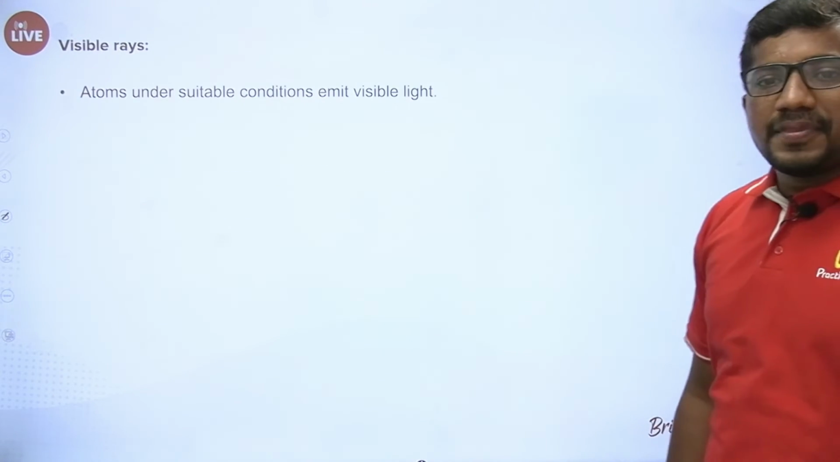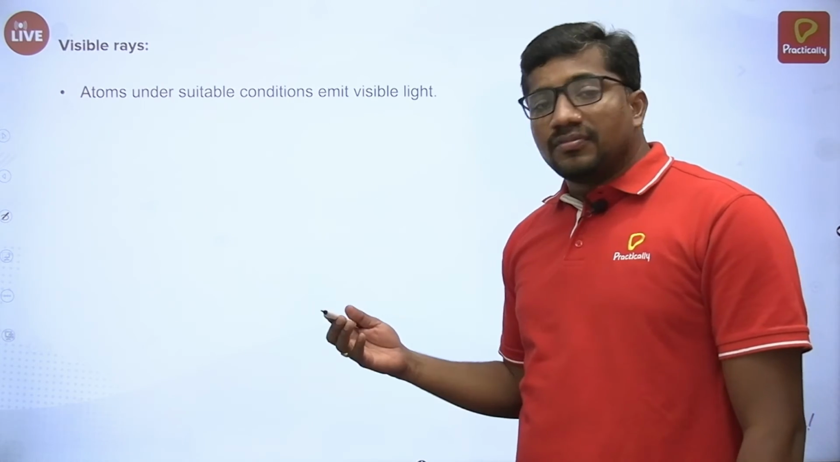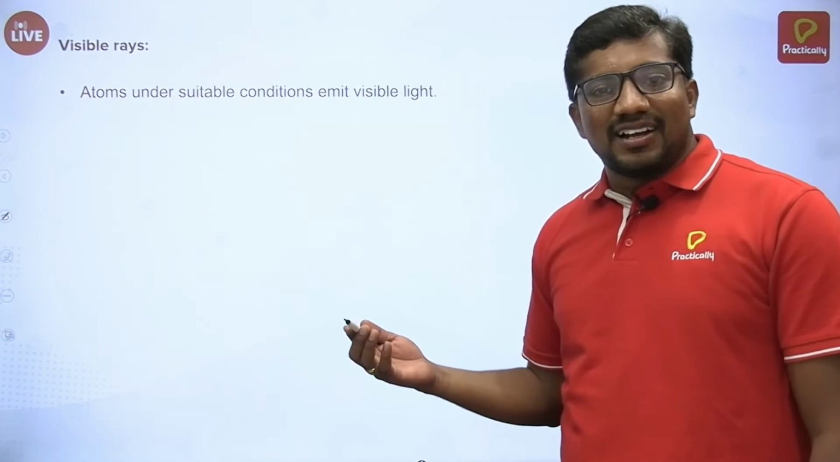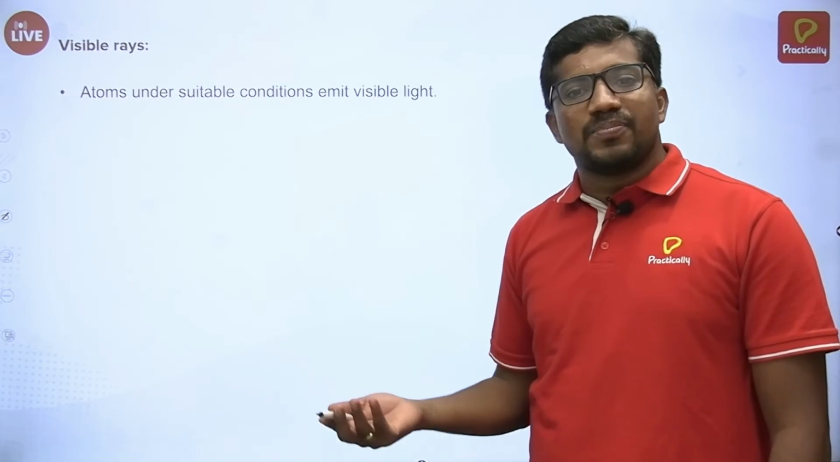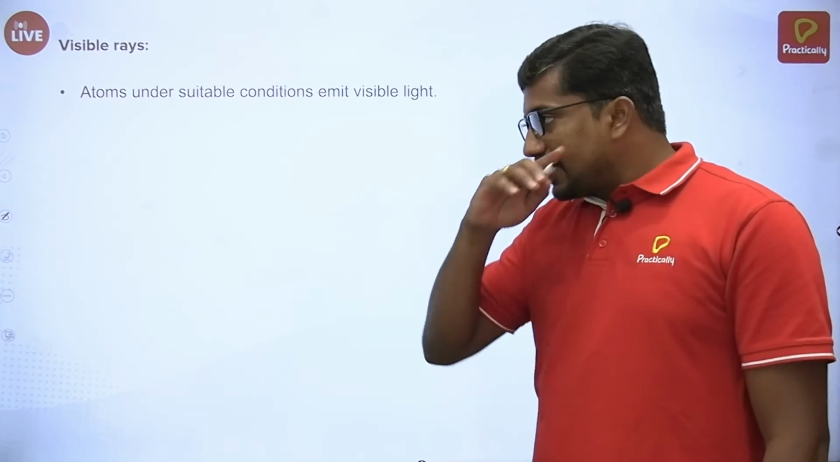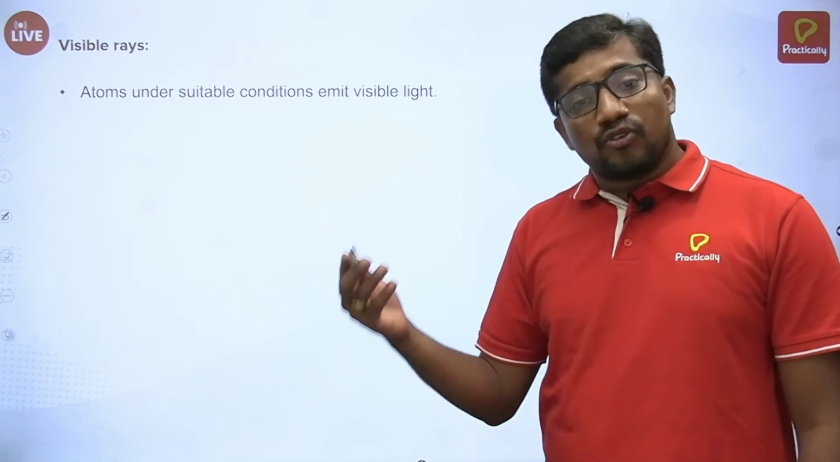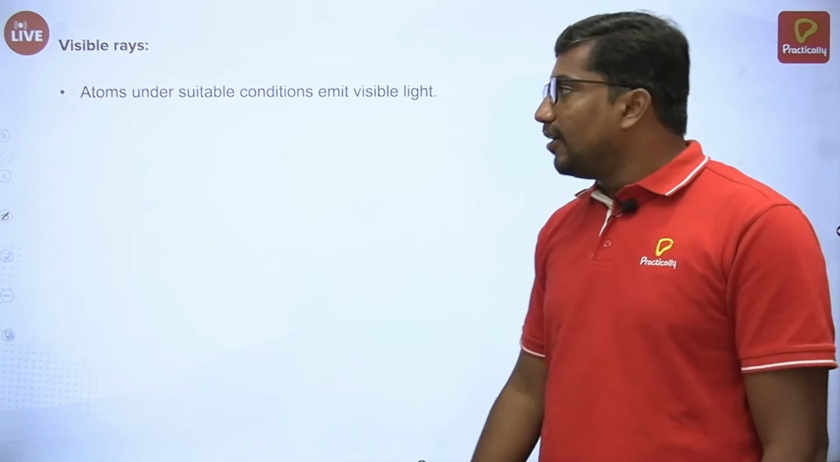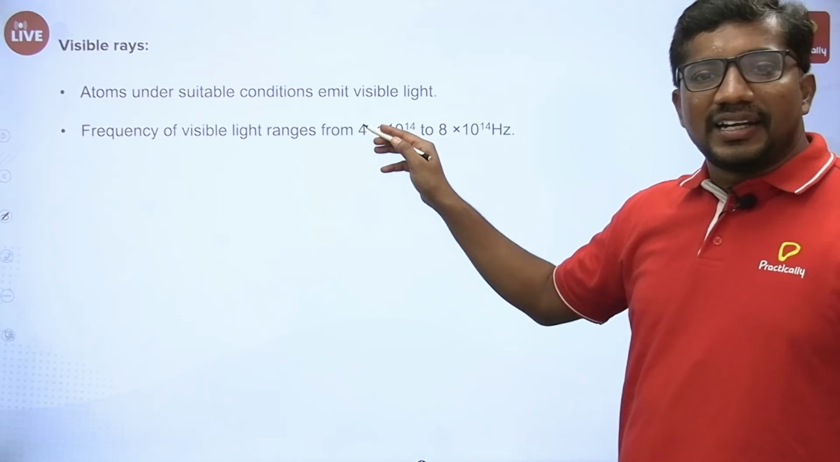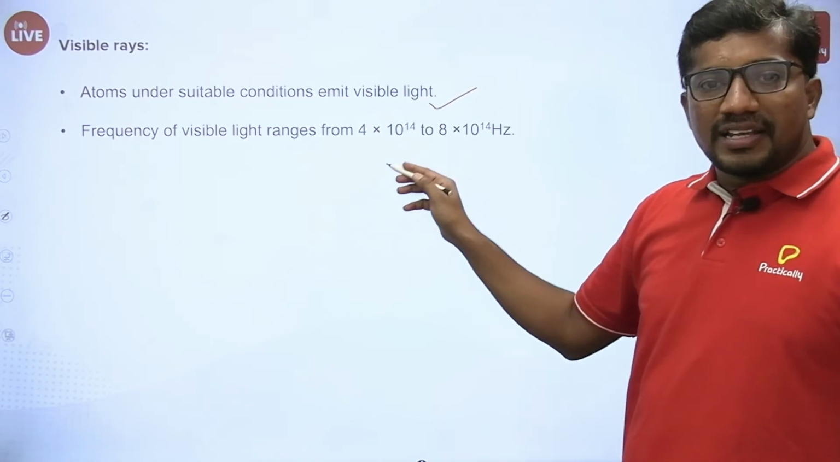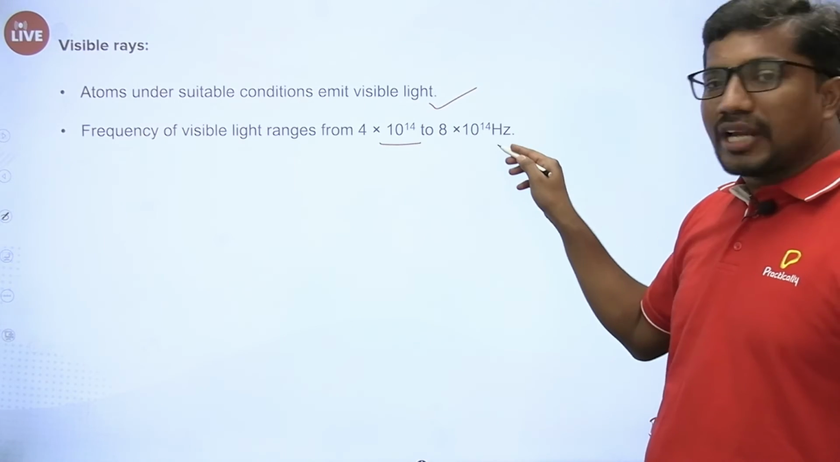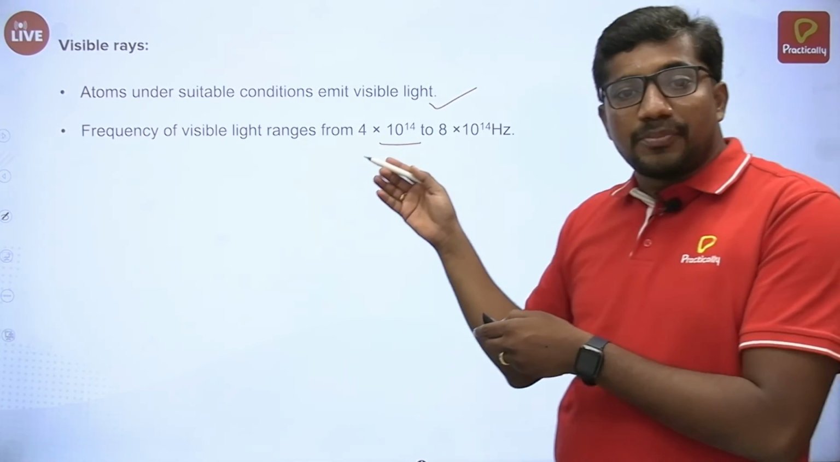Visible rays, which we can call visible light, help us sense and see objects. These are helpful in astronomy, photography, and for seeing objects. Atoms under suitable conditions can emit these visible rays. The frequency of this is ranging from 10^14 Hz to 10^14 Hz. In that range, in the spectrum you have seen.